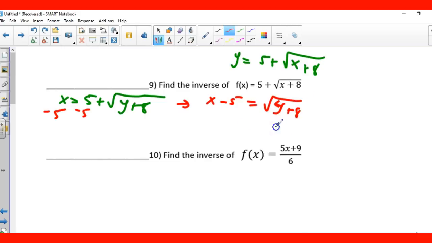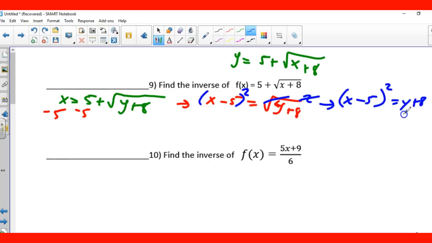Now I need to get rid of this radical right here. I can't subtract 8 yet to isolate that y because the square root is right there. So now I'm going to square both sides. If I square this side, then I also have to square this entire side. The radical and the square are going to negate each other. And right here I have x minus 5 squared, and it equals y plus 8.